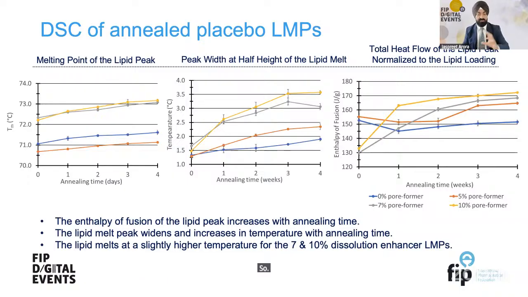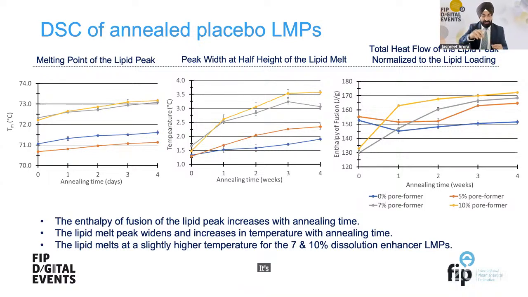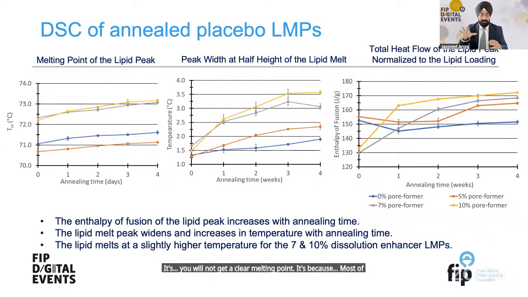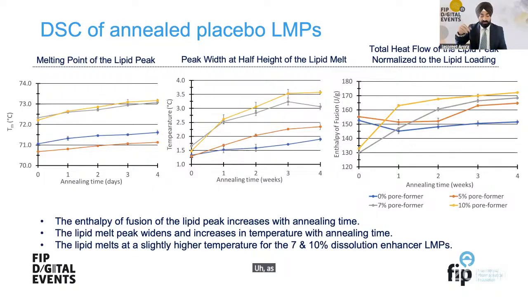So going back to the thermal properties, that also can be an indicator when you're following the melting point, because you will not get a clear melting point. It's because most of these lipids are mixtures of mono-, di-, and triglycerides. But you can look at the maxima and see how it shifts, and look at the enthalpies as they increase, because a more stable polymorph, like the beta polymorph, will have a higher enthalpy of fusion.